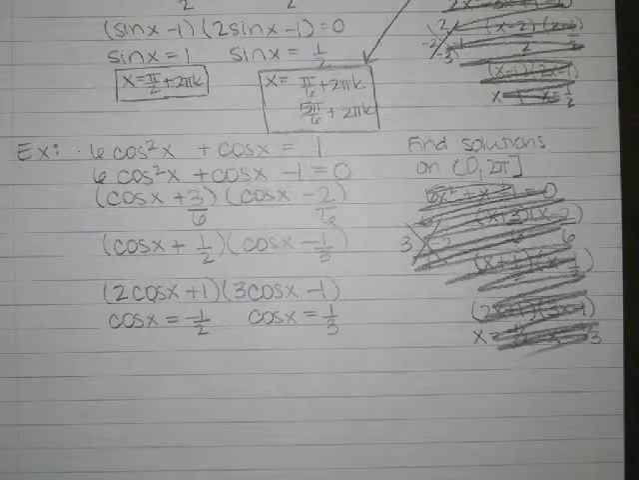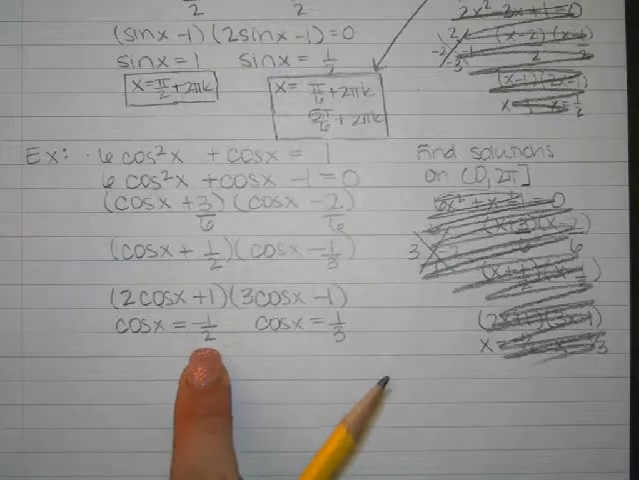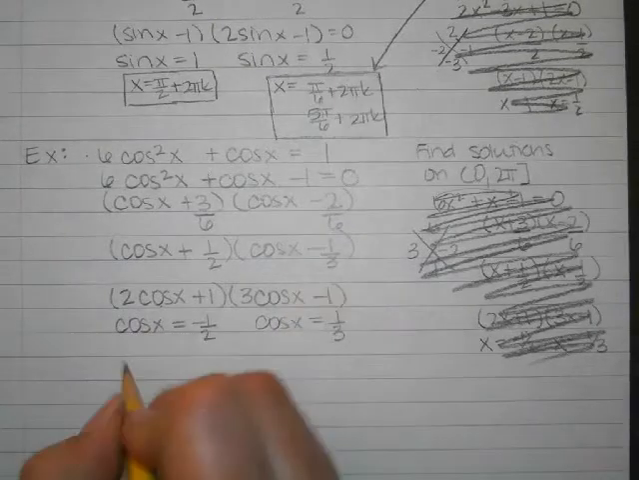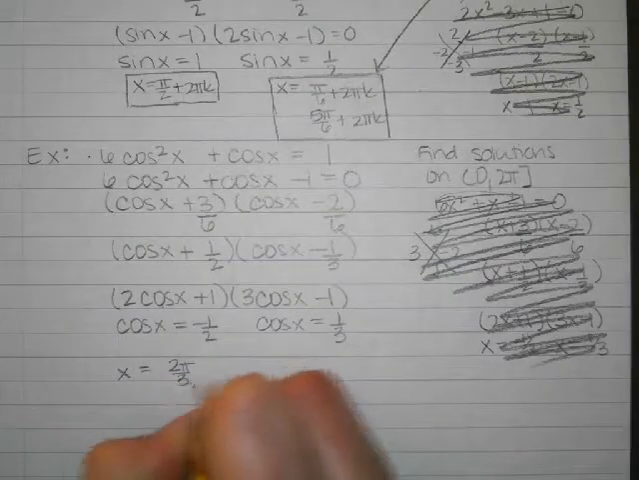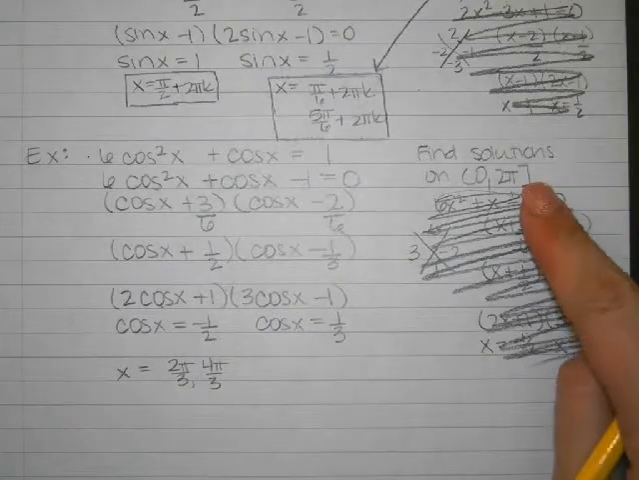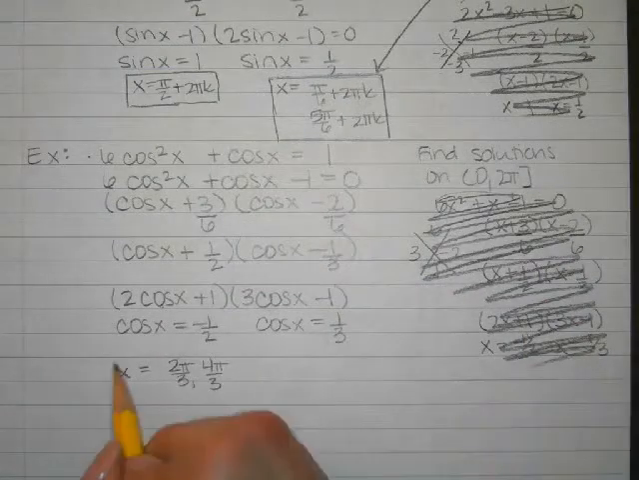Okay, so what do we do? For this one, we look at the unit circle, definitely. And what do we get? Okay, so x equals 2 pi thirds and 4 pi thirds, and this time, since the instructions want us to look at just 0 to 2 pi, we don't have to worry about adding anything else, so that part's done.